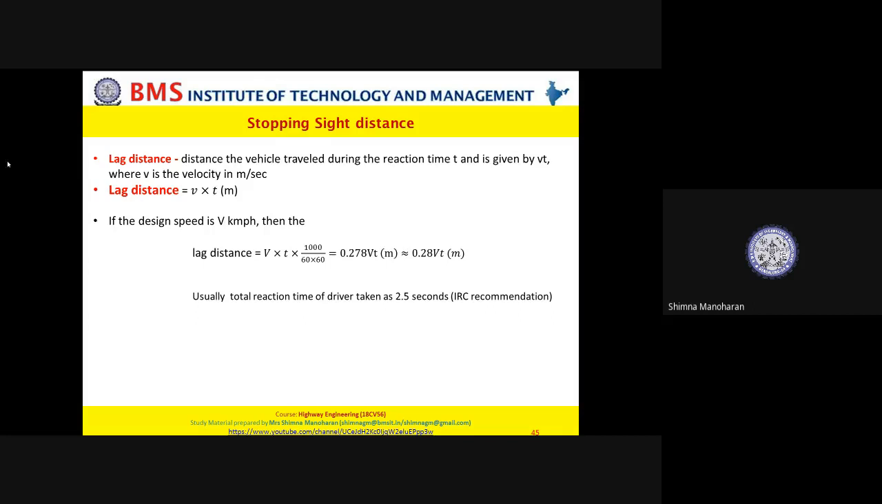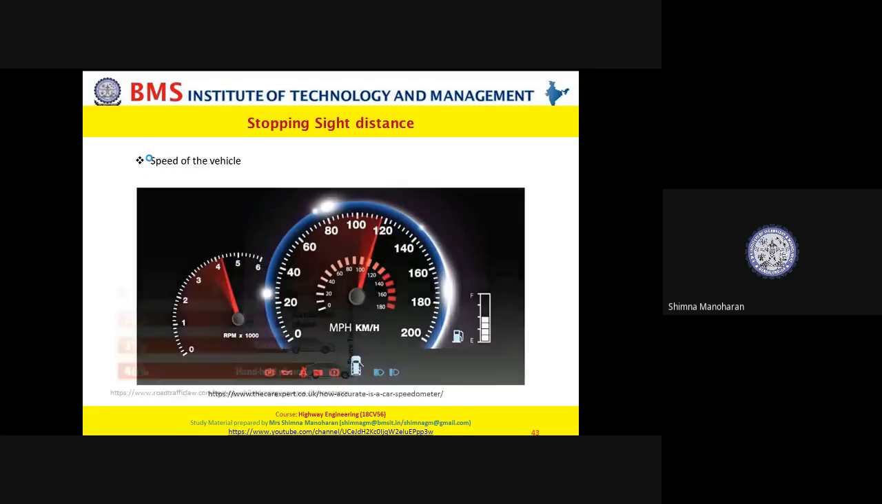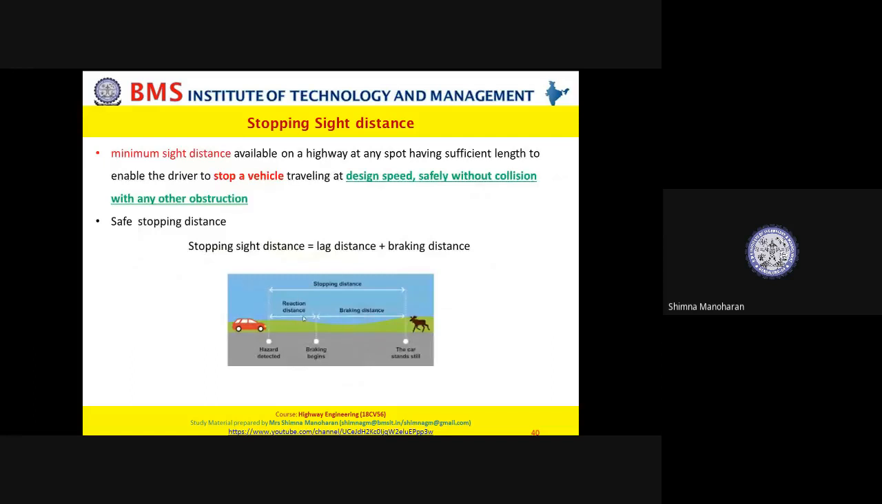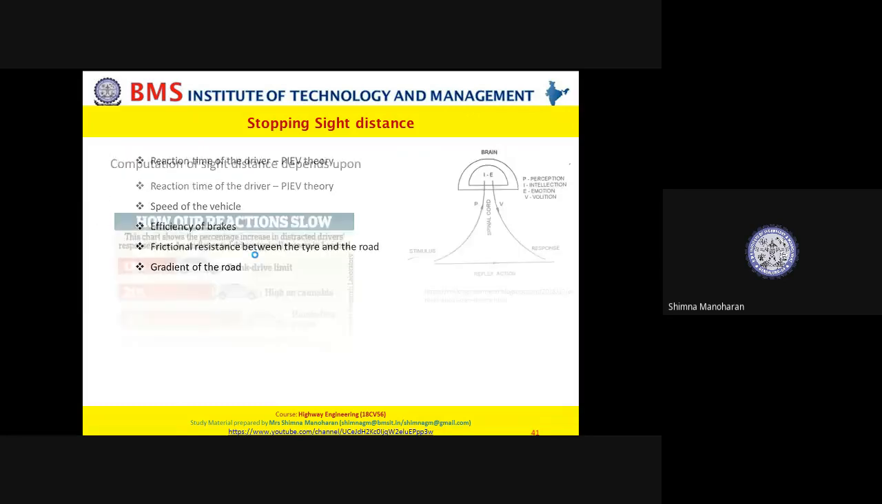Okay, so now we will see the computation of stopping sight distance. This is an important concept. From this diagram, we have seen stopping sight distance is nothing but the reaction distance or the lag distance plus the braking distance. Now we will divide these two into lag distance and braking distance, compute lag distance separately, braking distance separately, and then we will see how to compute stopping sight distance overall.